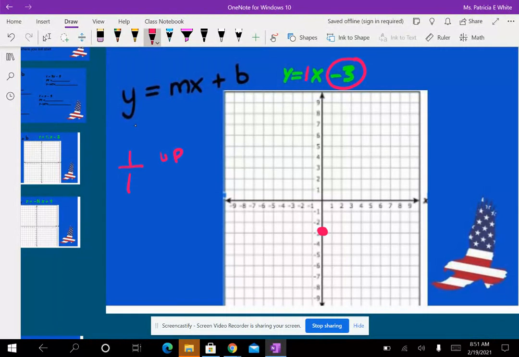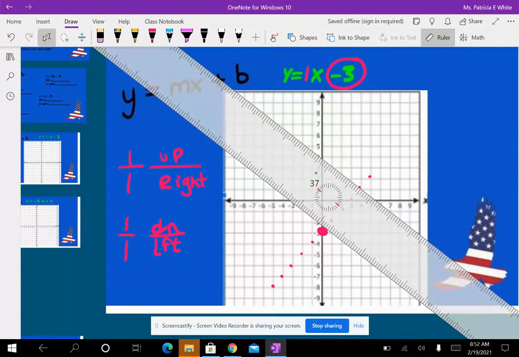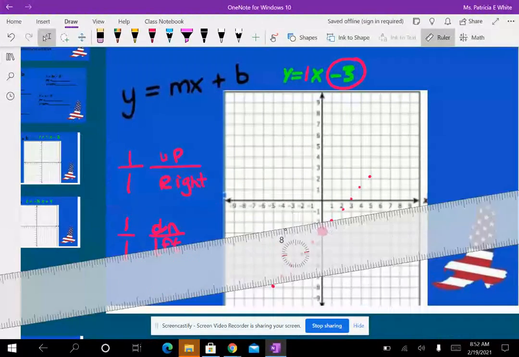So I'm going to go up 1, right 1, and plot a point. Up 1, right 1, plot a point. Up 1, right 1. Okay? Down 1, left 1. Still positive, because remember, a fraction is a division problem. Dividing two negatives makes a positive. Right? Let me get my ruler.